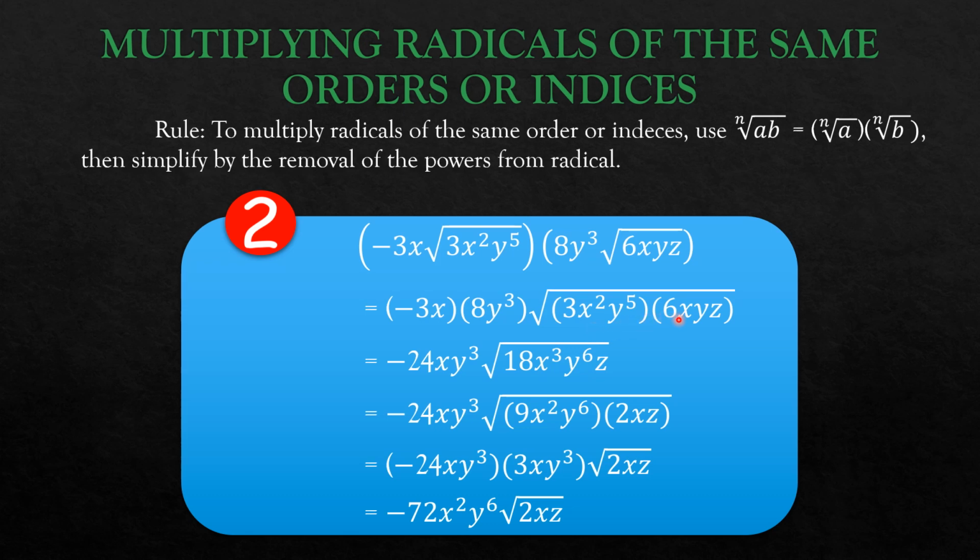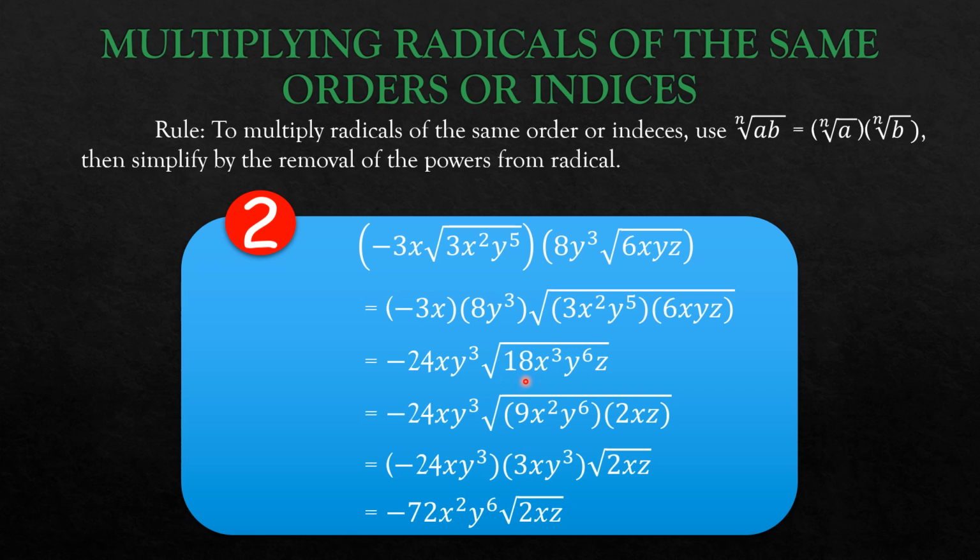x squared times x, that is x cubed. y raised to 5 times y, that is y raised to 6. And okay, z. So here, again, when we are multiplying variables, you just add the exponents. Kaya x squared, mayroong isang x doon, kaya naging x cubed. Same thing with y. May 5 tayo doon, tapos isang y, kaya y raised to 6 siya. And then next, okay, you copy the coefficient, negative 24xy cubed.